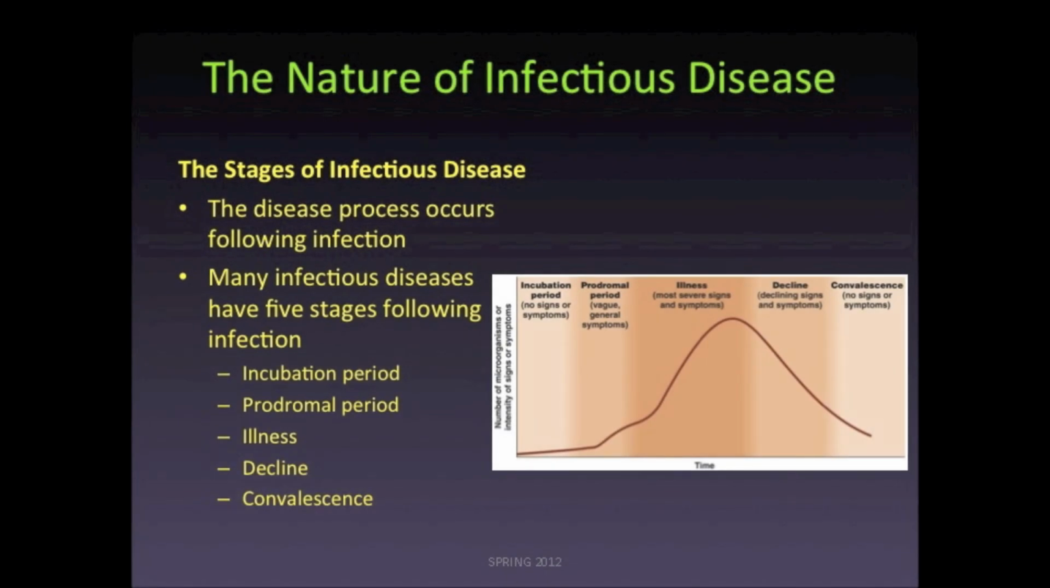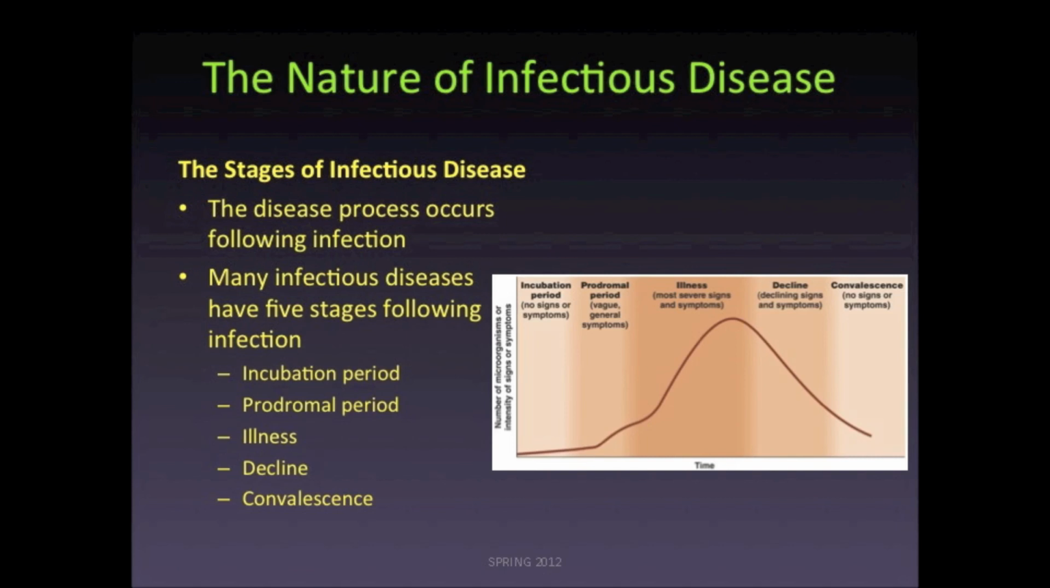As the microorganism establishes itself and causes disease, the host responds and progresses through distinct stages. In some cases, 5 stages will be observed. The first stage of infectious disease is the incubation period. The incubation period is the time between the initial contact with the pathogen to the time when signs and symptoms first appear. The organism is multiplying and has not yet caused enough damage to permit signs or symptoms.